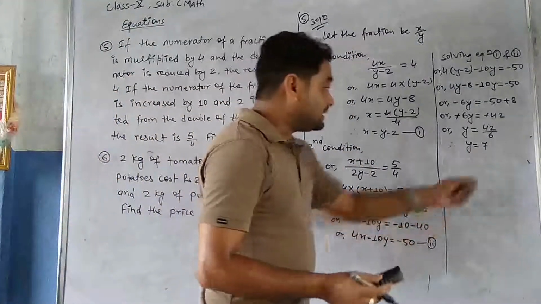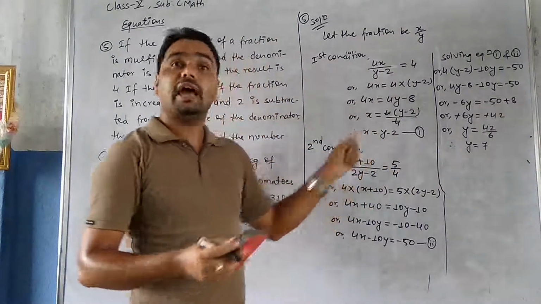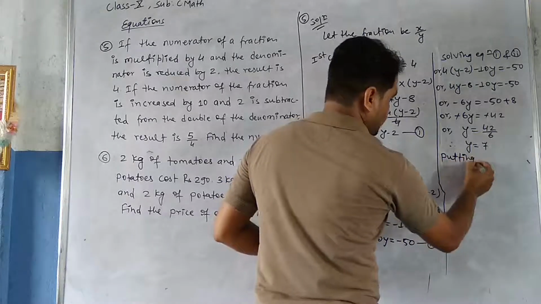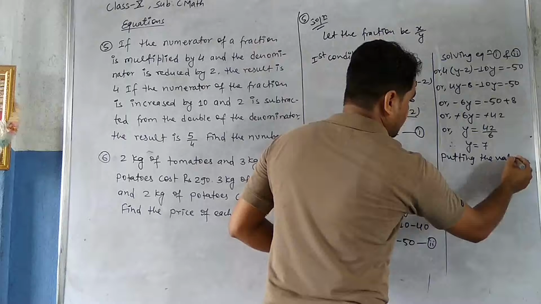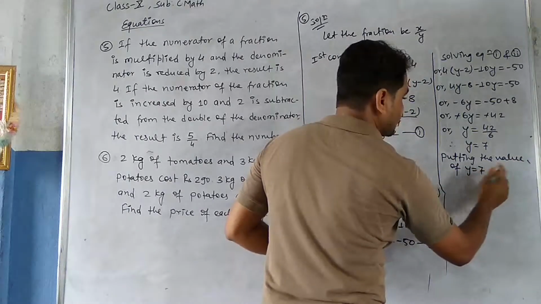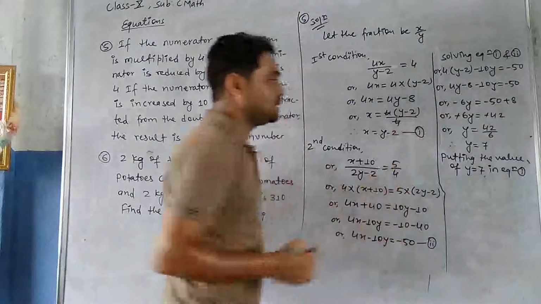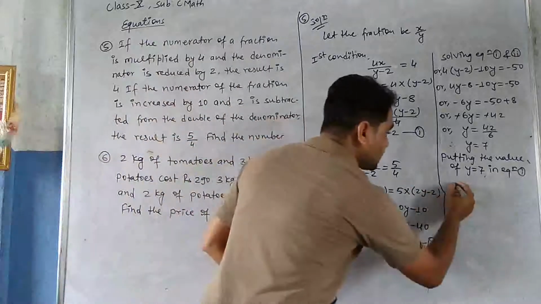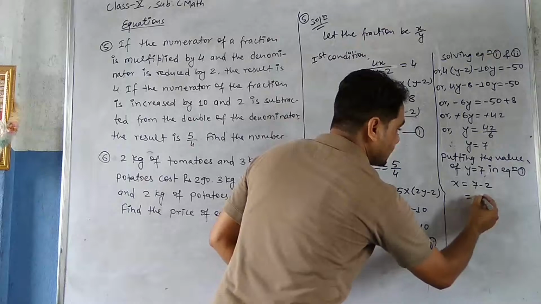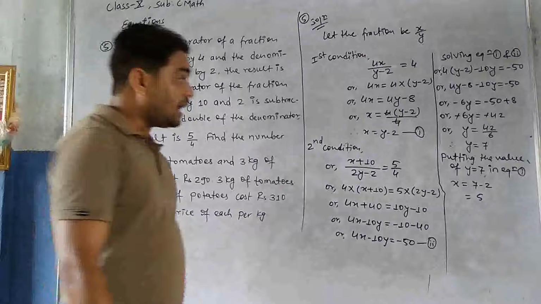And now, this value of y equals 7, put in equation first, then we can find the value of x from there. Putting the value of y equals 7, yes, in equation first. Let's put in equation first. Yes, so we get what? x equals 7 minus 2. That means what? 7 minus 2 means we get 5. This is the value of x.